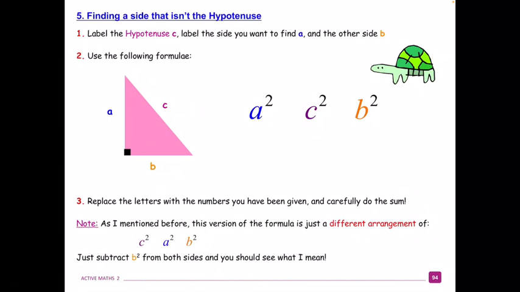What if we want to find a side that isn't the hypotenuse? Again, we follow the same steps. We label our triangle with c as the hypotenuse and a and b are the other sides. Call a the side that you want to find. In order to find the unknown side, our formula becomes a squared is equal to c squared minus b squared.